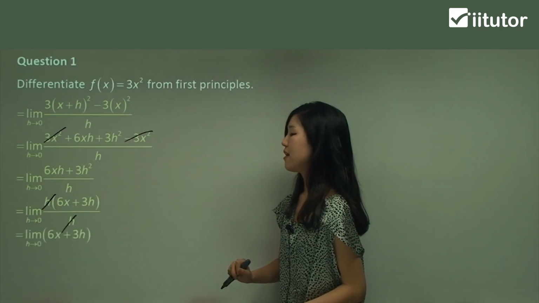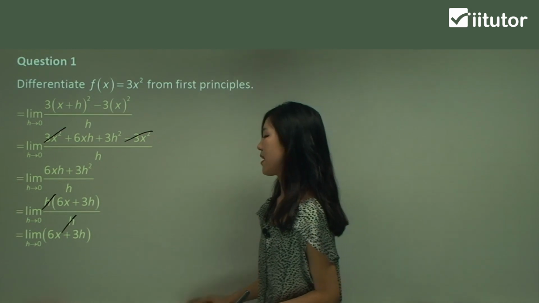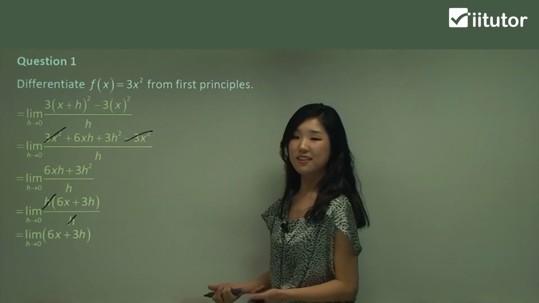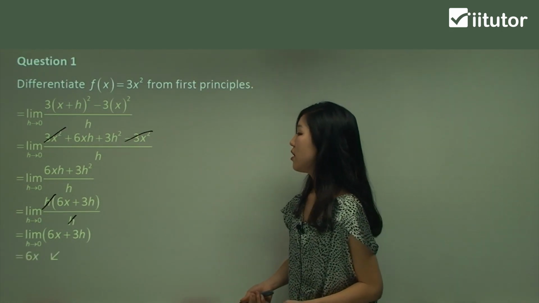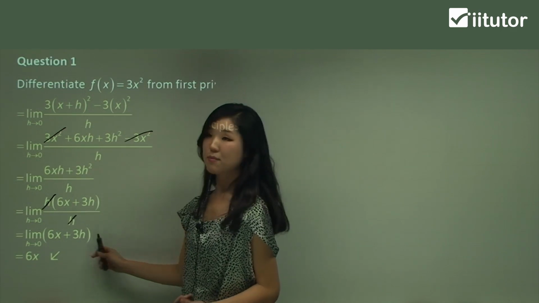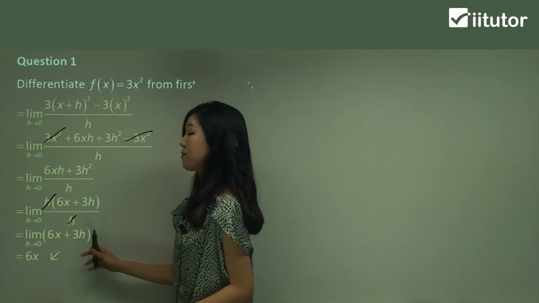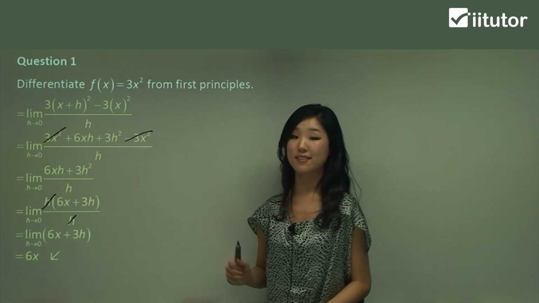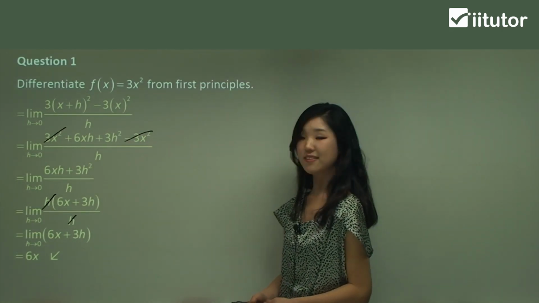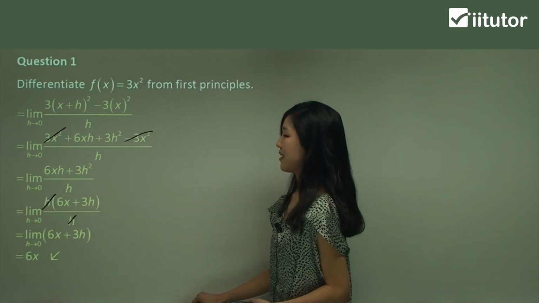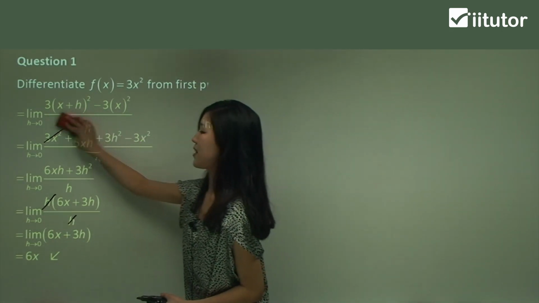We just have limit 6x plus 3h. Can you see that? So now we can't actually simplify any further. All we can do is just sub in h as 0. So 3 times 0 is just 0, so 6x plus 0 is just 6x. So the derivative of this function is 6x. That's our final answer. And see how I no longer have the limit sign on our final answer? And that's it. I hope you're getting the hang of this now.